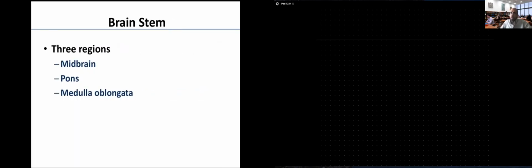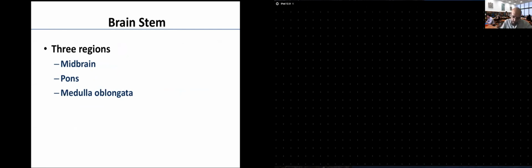Moving on to our third part of the brain, it's going to be the brainstem. The brainstem is going to be formed of three regions: midbrain, pons, and the medulla oblongata. Midbrain, this bulging part on here is the pons, and straight part on here, it's the medulla oblongata.